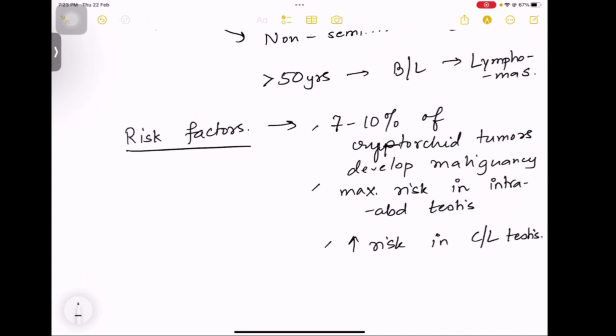First of all, 7 to 10% of cryptorchid testes develop into malignancy. Second, the maximum risk is with the intra-abdominal testis. And third, there is increased risk in the contralateral testis as well.